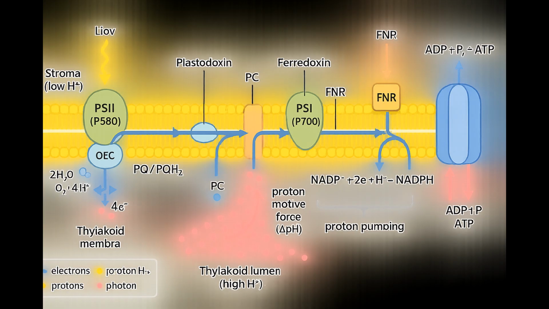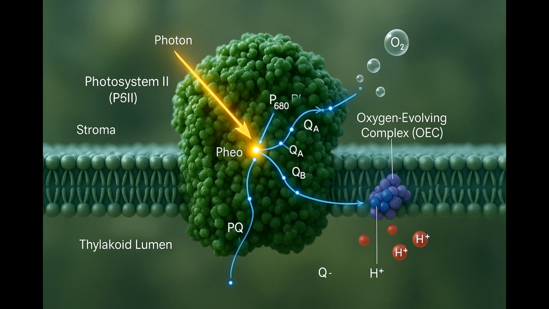In the stroma, the chloroplast's fluid interior, the Calvin cycle uses ADP and NADPH to fix CO₂. The enzyme RuBisCO attaches CO₂ to a 5-carbon molecule, RuBP, forming 3-carbon acids that are reduced to glyceraldehyde 3-phosphate, G3P. Some G3P exits to build glucose, sucrose, cellulose, and starch, the materials and fuels for growth, while the rest regenerates RuBP to keep the cycle turning.